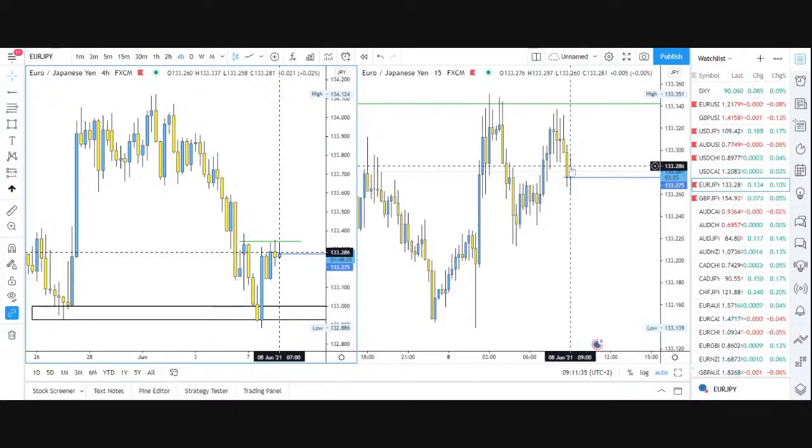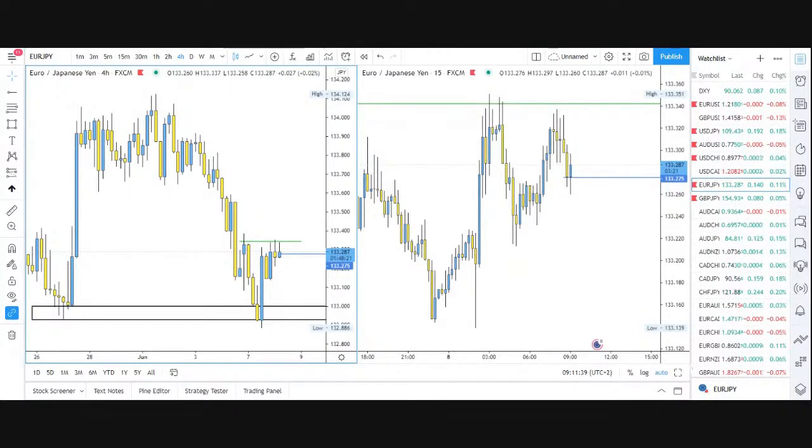Oh, we got taken out at 0.5%. I think I need to add that to the chat. Euro JPY minus 0.5%. Euro JPY short. Let me add that. Completely transparent.